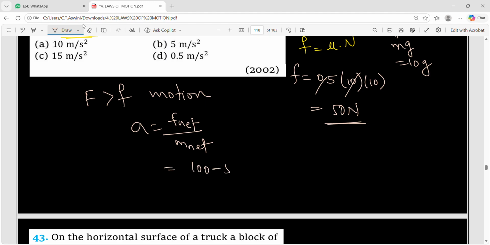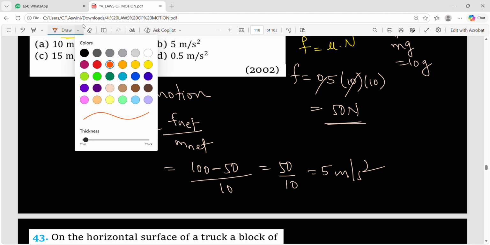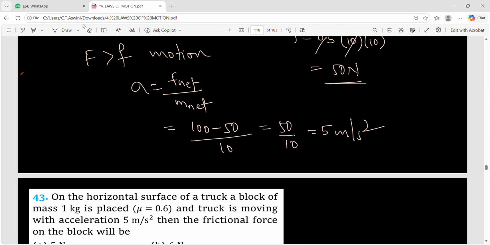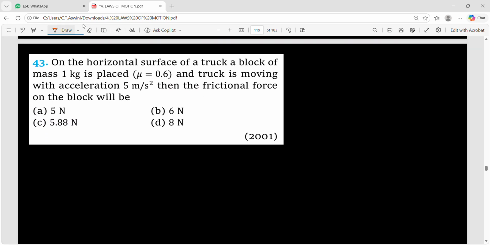So F net is the external force 100 minus the frictional force 50, divided by the mass of the block, which is 10. So 50 by 10, you'll get 5 meter per second square. Clear? 5 meter per second square. So option B is the answer. Fine. See the next question.